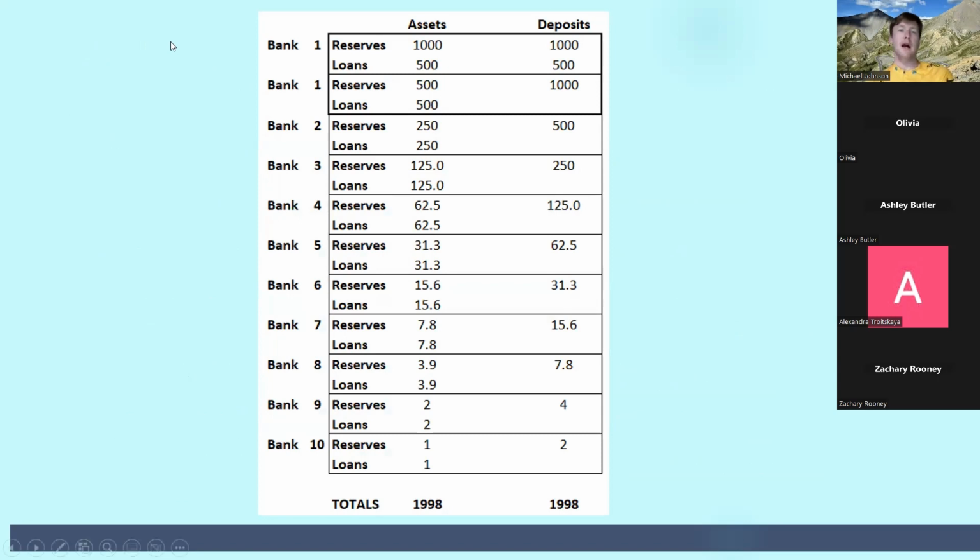So yeah, this is a great diagram showing how the money supply grows due to deposits and lending. So yeah, that's the visual. That's a great visual.